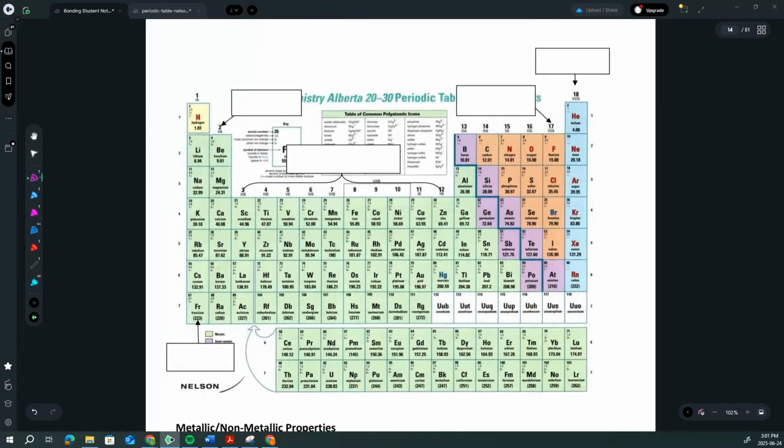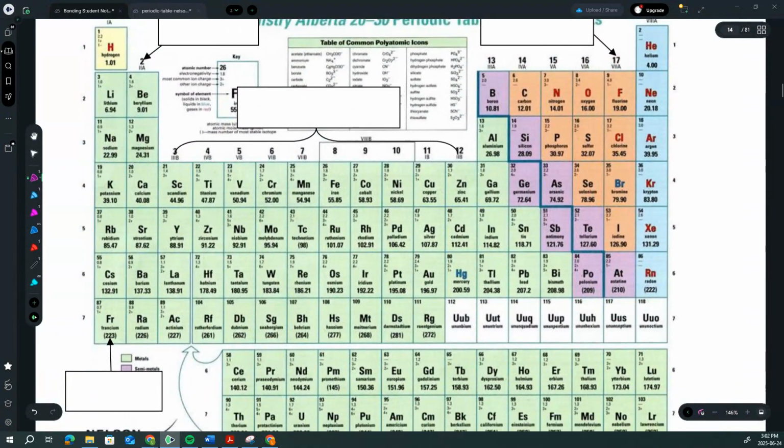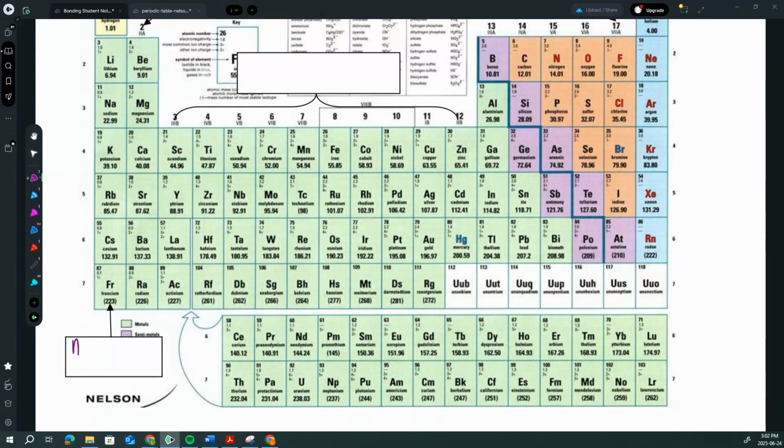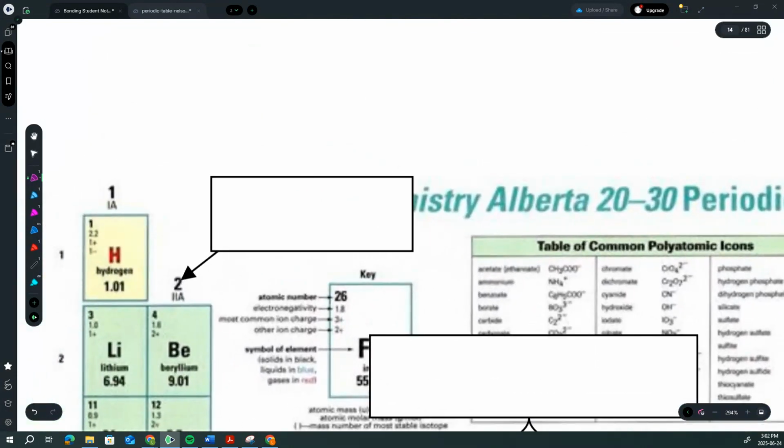So we're given a periodic table in our notes here, and we're just going to go ahead and name all of the groups here. Okay, so most of them were mentioned on the previous page. So starting on the far left with group 1, those are called our alkali metals. Group 2, those are called our alkaline earth metals.